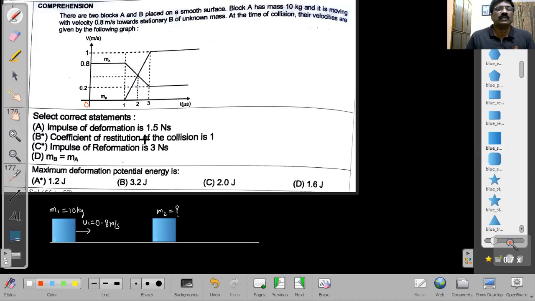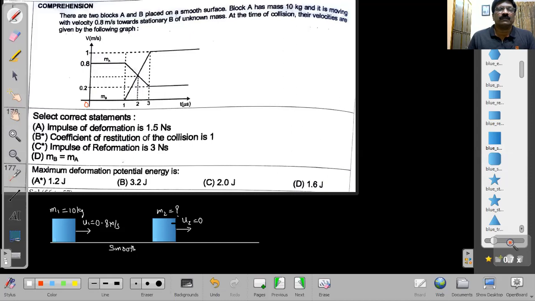Up to 1 second, the first body travels with a velocity of 0.8 only, and the second body has no velocity. But after 1 second, the velocities of the two bodies change, which means a collision definitely occurs after 1 second, no? So before making the collision, the second body is at rest. That's why the initial velocity of the second body is 0. That is given. Here it is a smooth surface, that's why no friction is there.